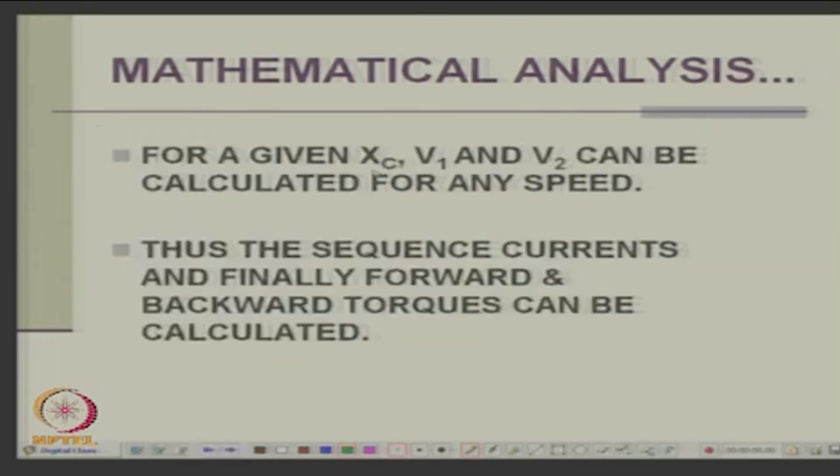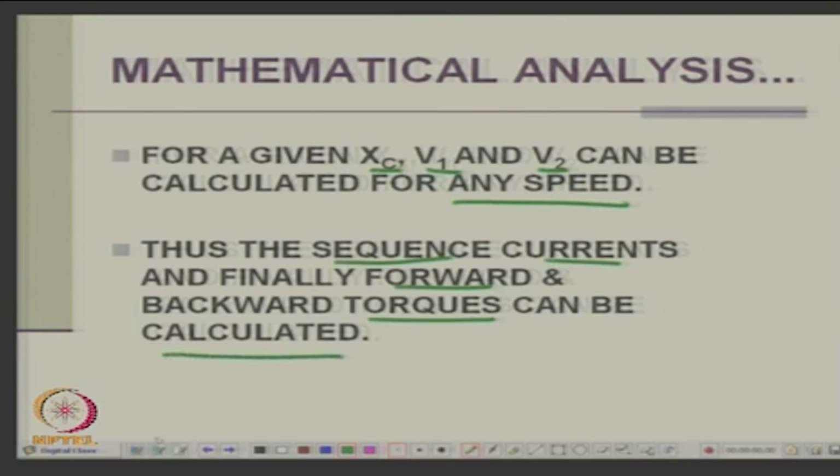So, for a given Xc, V1 and V2 can be calculated for any speed, because Y1, Y2 are functions of speed. So V1, V2 will be functions of speed. If X is known, and Y1, Y2 are known, then V1, V2 will be decided. Thus the sequence currents and the forward and backward torques can be calculated.